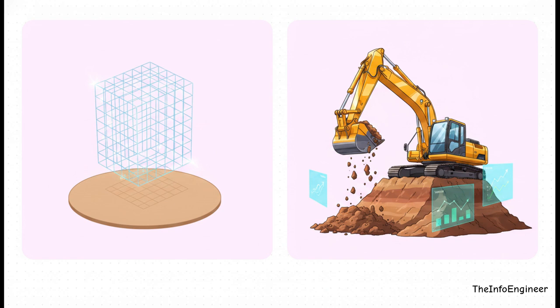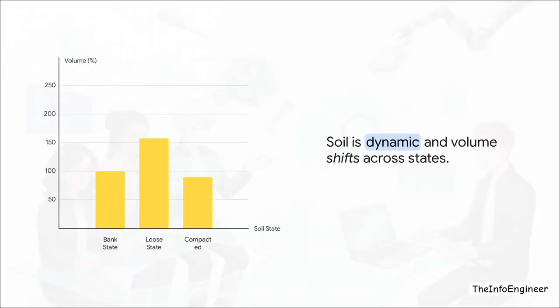I strictly track the swell and shrinkage between bank, loose, and compacted states, because if I don't, our profit margins will literally vanish. This is huge. It highlights the massive financial risk of treating dirt like some static variable on a spreadsheet. Since earthwork is usually bid on a lump sum basis, if you underestimate it, the contractor just eats that loss. No one wants that.